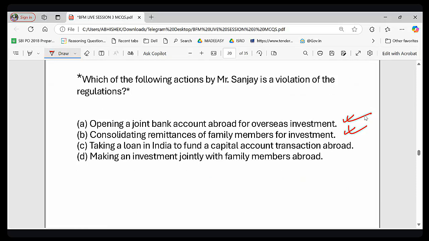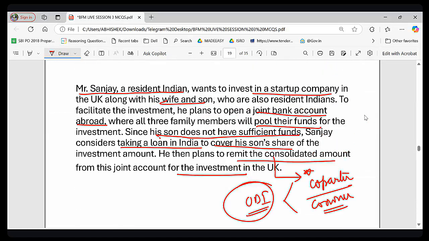Now, my next question is, can Mr. Sanjay take a loan in India to fund his son's share of the overseas investment? Because his son does not have sufficient funds, right? Type yes or no in the chat. I request other persons also to participate because this will help clear your concepts. In examination you should have sound conceptual clarity, then only you can tackle the BFM especially.